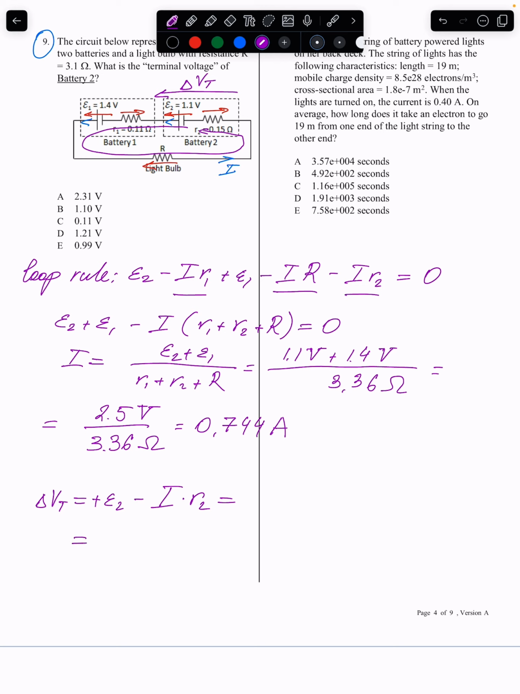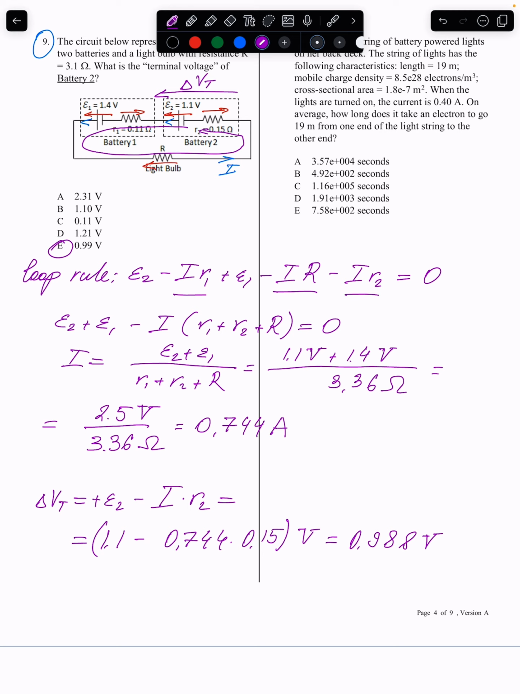All right, so now I'm going to substitute the numbers. It's 1.1 minus the current, 0.744, times 0.15, and the answer is going to be in volts. At this point we are going to use our calculators. And I obtained 0.9884, we don't need this precision, volts. All right, and this is the answer, E.